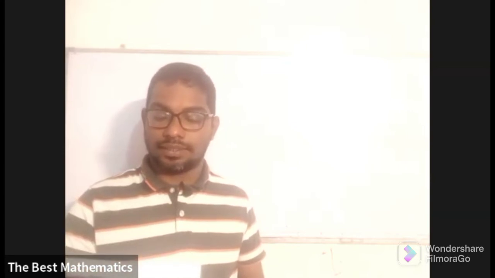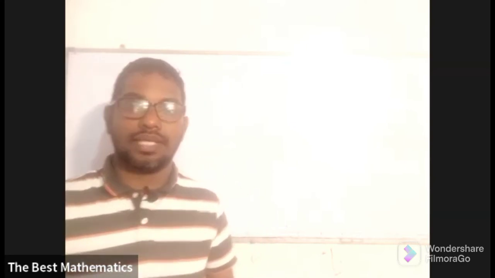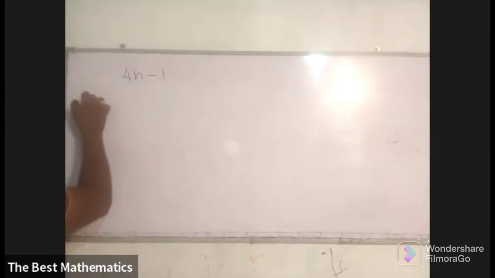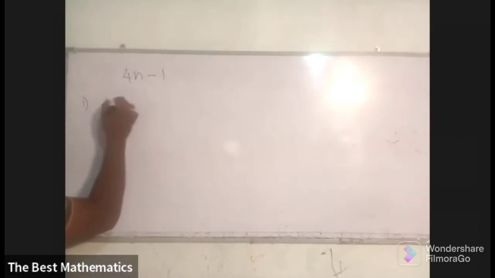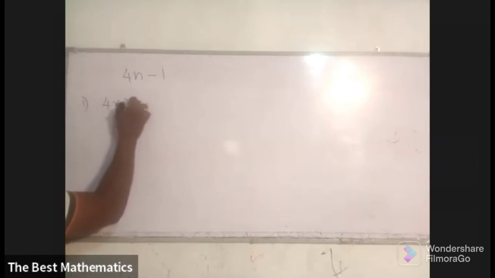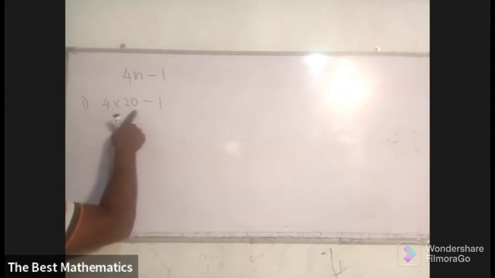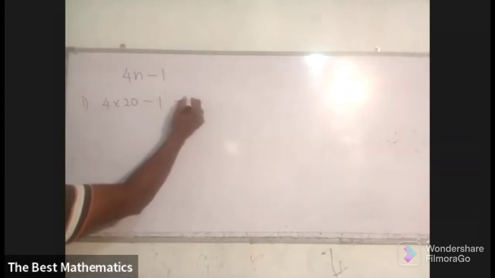Okay, let's see this. The general term is given as 4n minus 1. We have to find the 20th term. Then 4 times 20 minus 1. 4 times 20 is 80, minus 1 is 79.